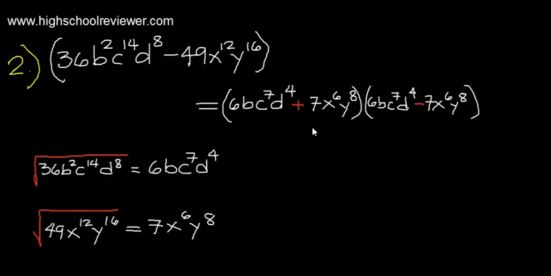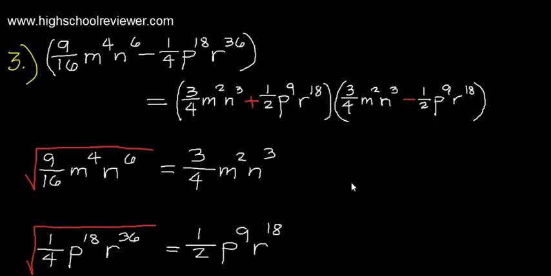And same process, you factor out. So we have here 6bc raised to 7 d raised to 4, multiply that also by the same term, 6bc raised to 7 d raised to 4. And then we also have on the opposite side 7x raised to 6 y raised to 8 multiplied by the same term, and then separate the two terms by the addition and the subtraction sign.